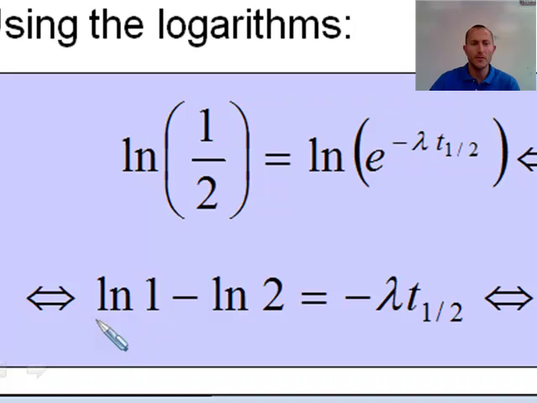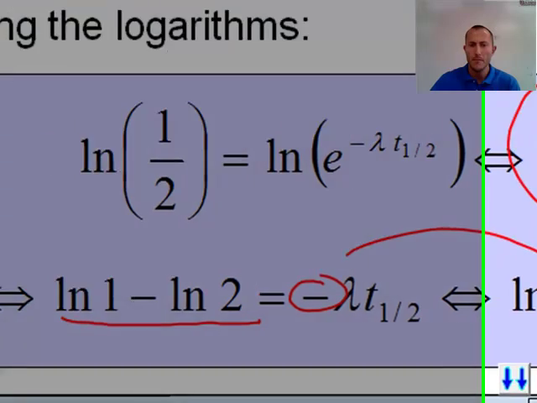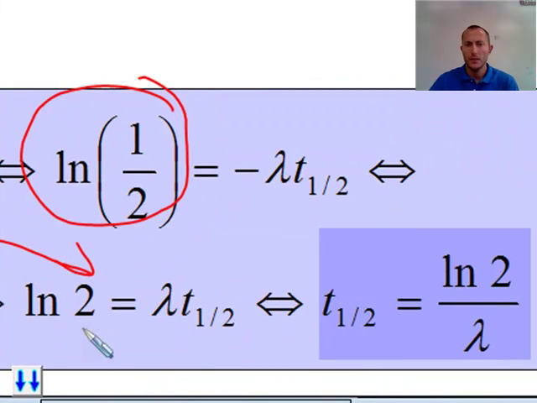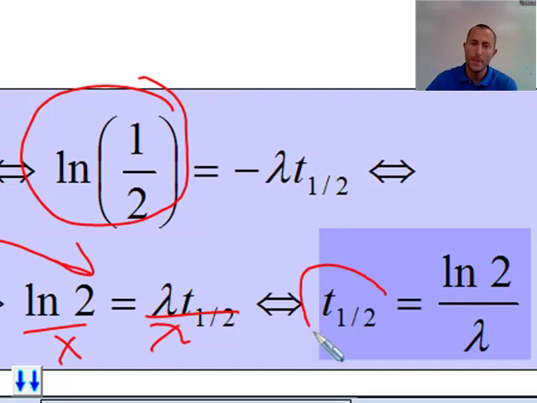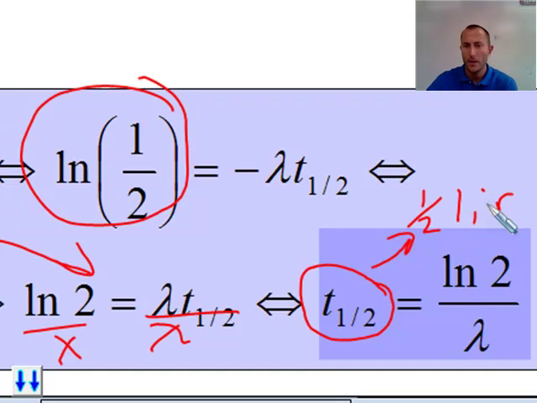And so when we simplify this and we have our negative over here, what we end up with is natural log 2 equals lambda t sub 1/2. And with a little bit of rearrangement, we're going to divide both sides by the decay constant. T subscript 1/2 is equal to natural log of 2 divided by the decay constant. This t sub 1/2 is what we call the half-life of a particle, of a nucleus.